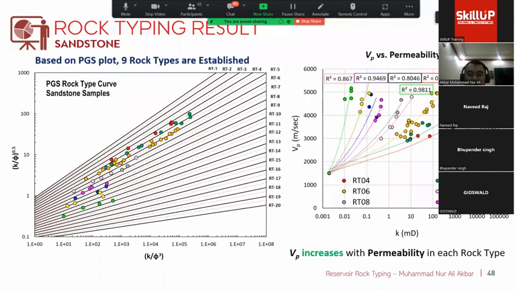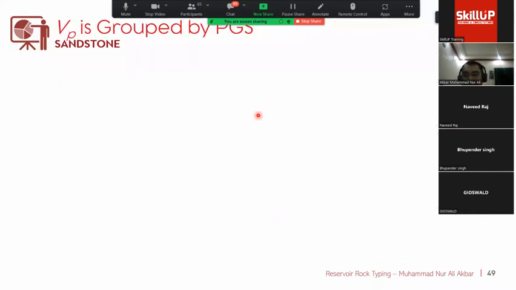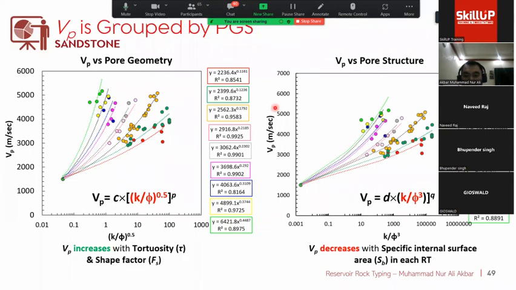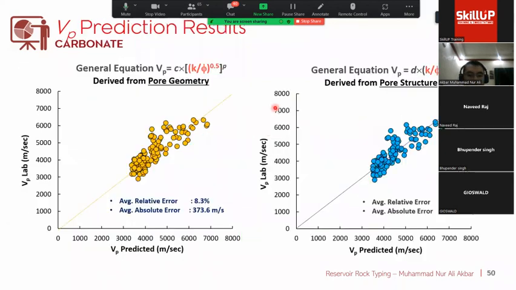The result is very beautiful, with the separation of each rock group in PWF velocity. And from here, we can also later predict the PWF velocity as a function of porosity and permeability.